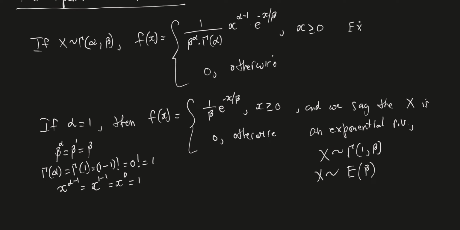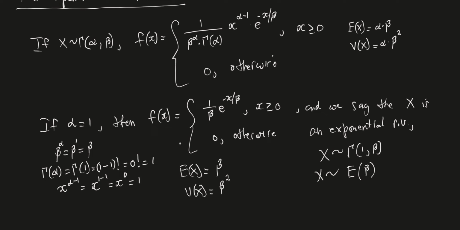Now, let me remind you a couple other properties of the gamma distribution. The expected value of the gamma distribution is alpha times beta, and the variance of the gamma distribution is alpha times beta squared. So again, if I make the same substitution and replace alpha with 1, then we can get formulas for the expected value and the variance of my exponential distribution. So here's its PDF, and its mean would just be 1 times beta, so that's just beta, and then its variance would be 1 times beta squared, so that would just be beta squared.